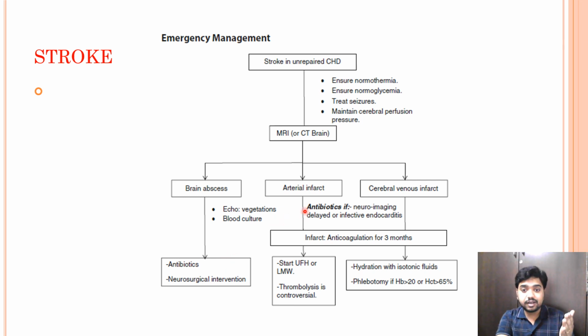Then if it is an arterial infarct, start straight away on heparin infusions. Use anticoagulation for 3 months. For the infusion, you may run it for 2 to 3 days and later convert it into oral, usually oral warfarin, and you send them back home.